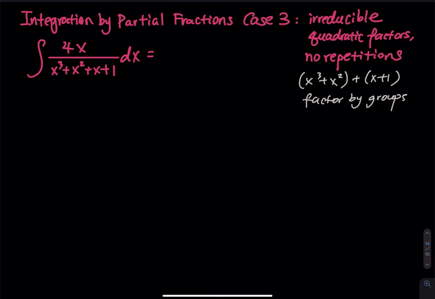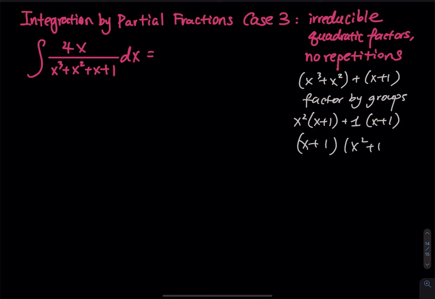For the first two terms, I'm going to factor out x squared, so you have x plus 1. And then in the second parenthesis, nothing, just write a 1 there, and then x plus 1. Now you factor out x plus 1, and then you have x squared plus 1. The x squared plus 1 cannot be factored. It is quadratic due to the second degree, and it is not repeated, so that fits into case 3.